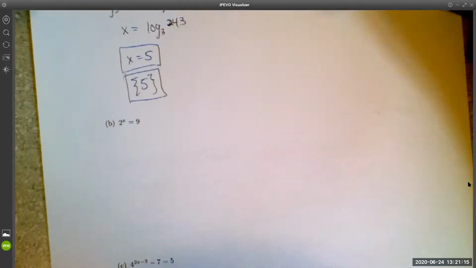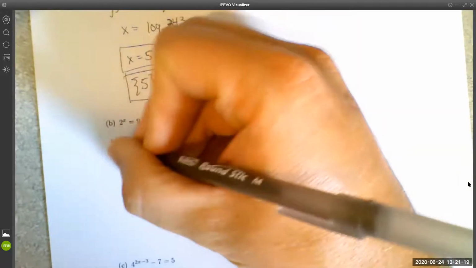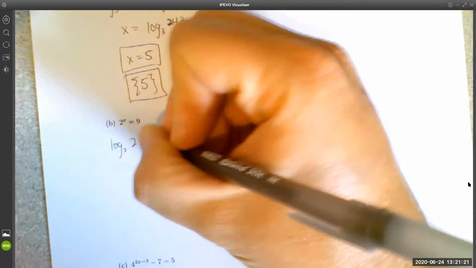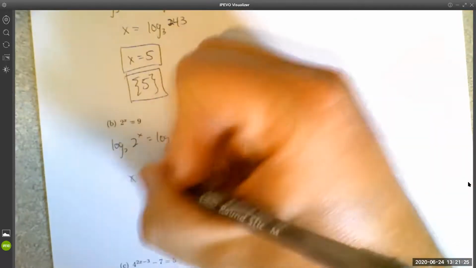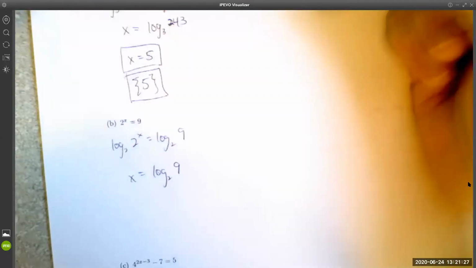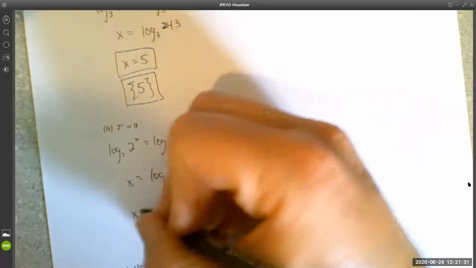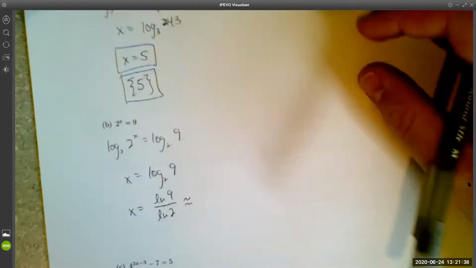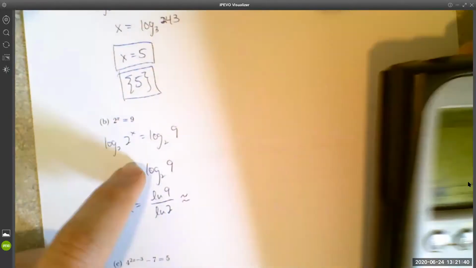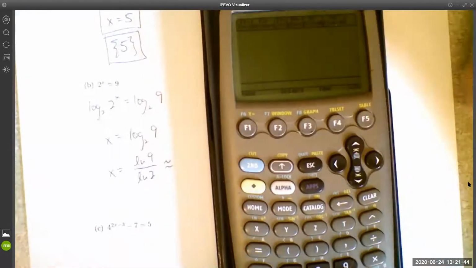Part B, we would take a log base 2 in order to clear that exponential. So we're going to take log base 2. So we get x equals log base 2 of 9. Now, in order to do log base 2 of 9 in your calculator, you would do ln of 9 divided by ln of 2, right? Most of the time, I want the exact answer as well as a decimal approximation, so just get into the habit of giving me both.